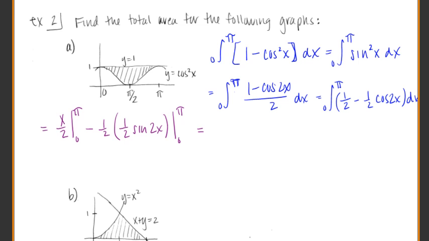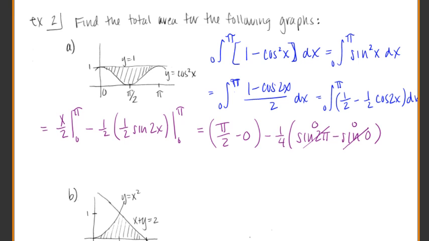All right, so let's plug the information in. When I plug in the top bound, it's going to be pi over 2 minus 0 for the first part, and then minus 1/4 times the sine of 2 pi minus the sine of 0. Well, the sine of 2 pi is 0, the sine of 0 is 0, so everything on the right is going to go away, and my answer is just pi over 2. All right, let's go to part B.